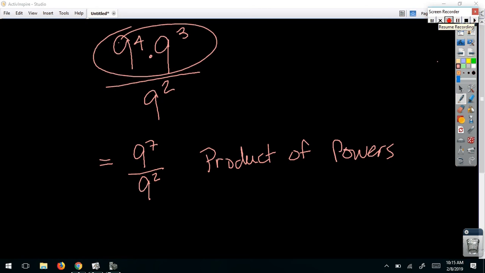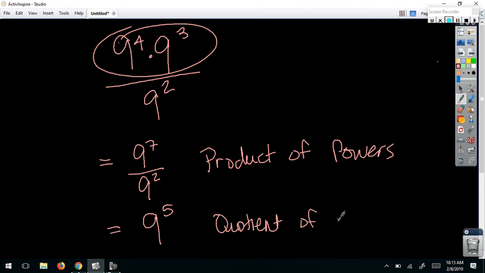All right, so now I can use that new property, that quotient of powers, to do what? Subtract. So what do you get? 9 to the 5th. That's called the quotient of powers. Does that confuse anybody? No. All right, y'all say that now. How about this one?